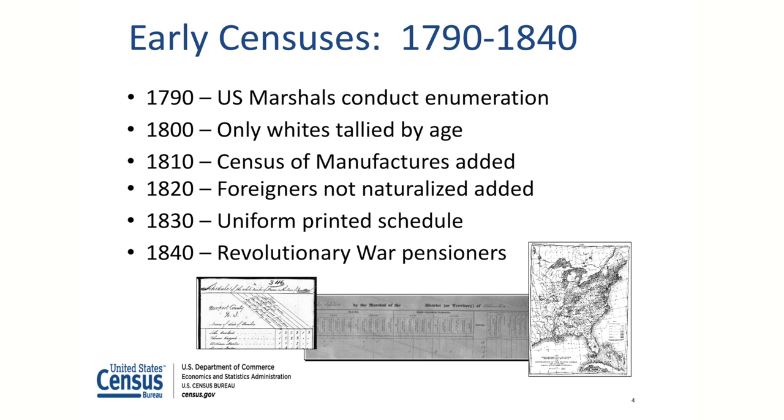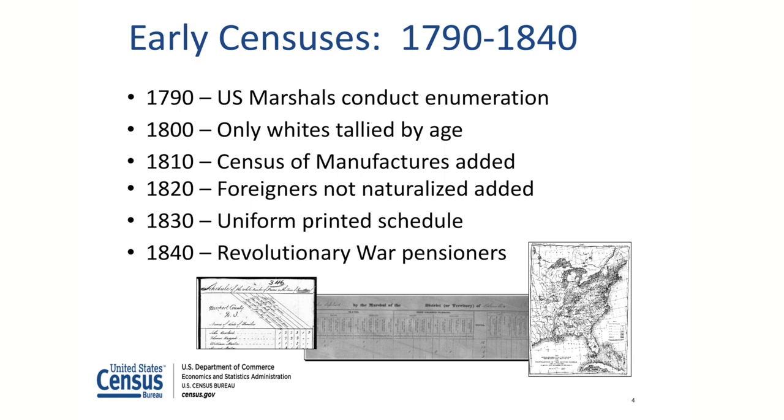And interestingly, the only president for whom we do not have an original census schedule is George Washington, since his census record in Virginia was destroyed and he died before the 1800 census. In 1820, we added questions on the number of household members working in agriculture, manufacturing, and commerce, and this was the first time all races were tallied by age groups.